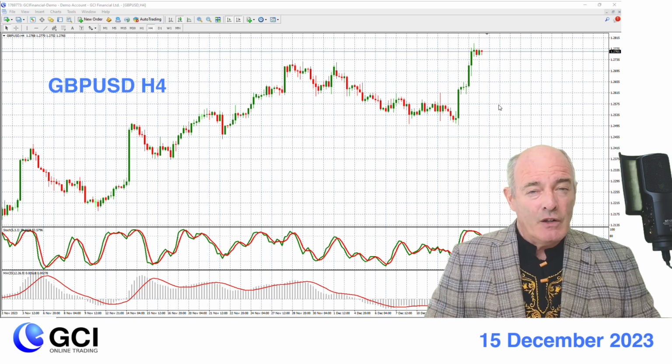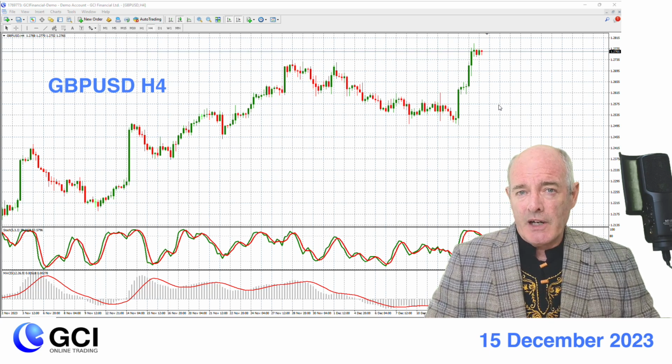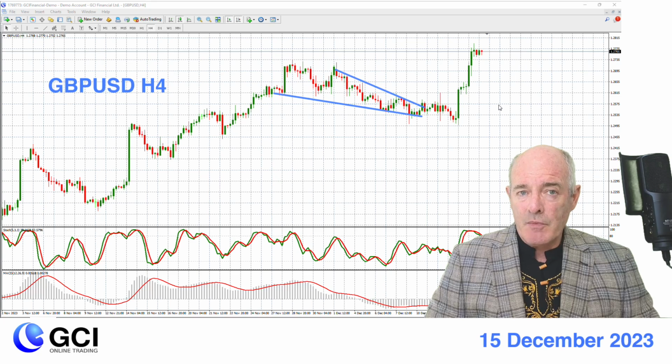In our last video 3 days ago, we talked about the possibility of a weaker US dollar and what might happen. We looked at all the possibilities, and our favorite pair was pound dollar, and here is why. Price action had formed a falling wedge, which is a bullish pattern.